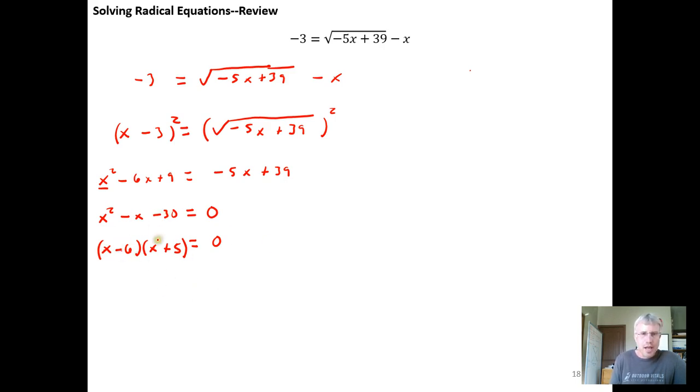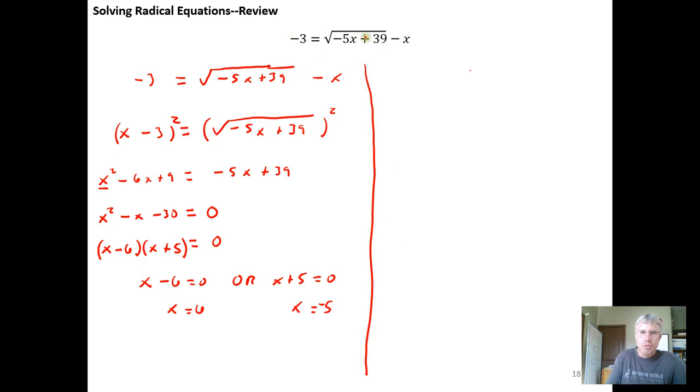And then once you have it factored, you can use the zero product property. You know that x minus 6 equals 0, or x plus 5 equals 0. And we get x equals negative 5 or x equals 6. And then we need to check to make sure that those work in the original equation.